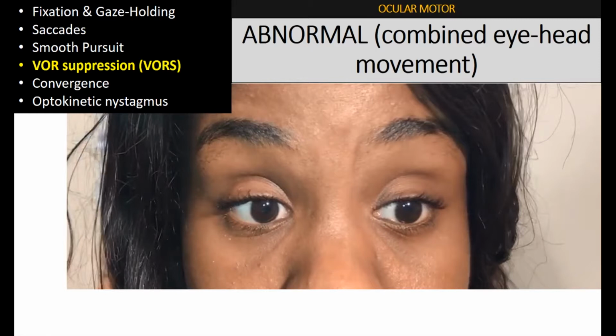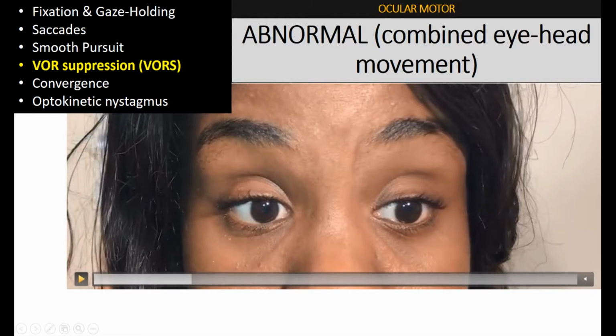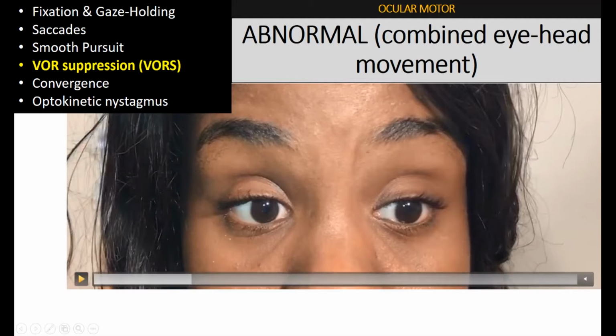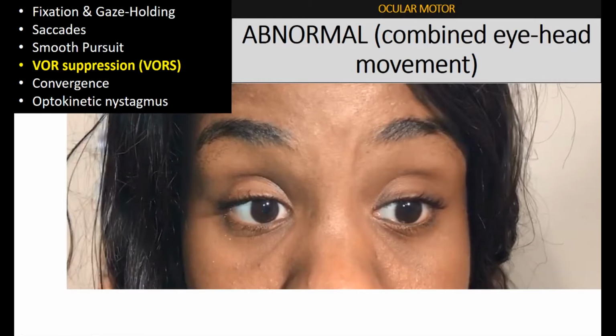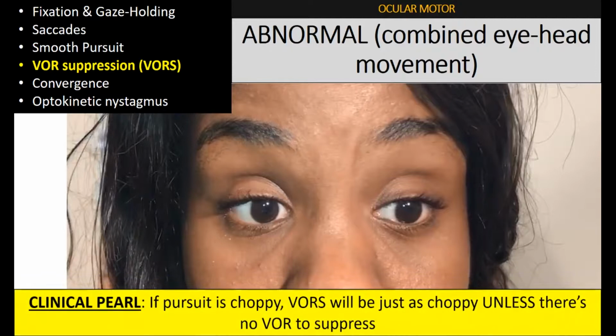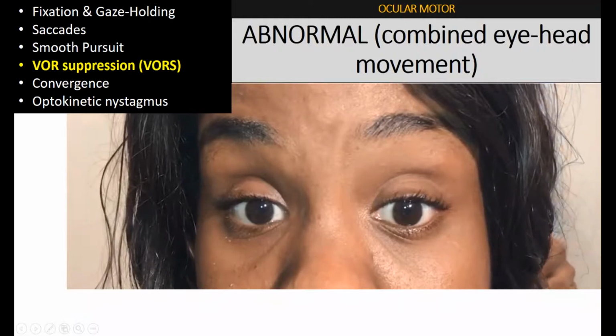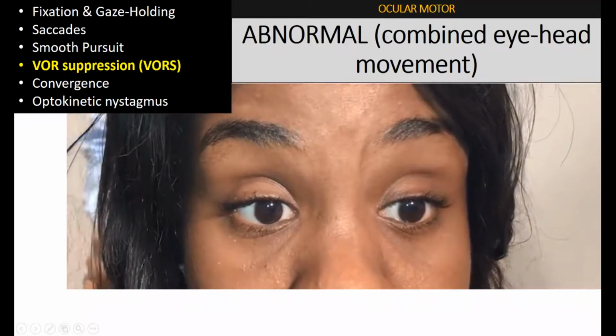What about convergence? This is how we test it. We want a small target. The near point of convergence should be less than 10 centimeters. That is the point at which one eye will drift out and the patient will see two. It should be less than 10 centimeters, not more than 10 centimeters. You want a small fixation target. This is an example of normal convergence with a near point of convergence that is less than 10 centimeters. This is a patient with convergence insufficiency.